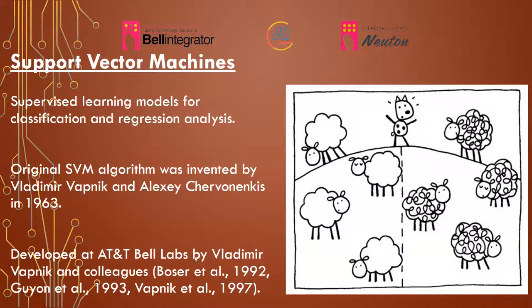Like I already told you, they are supervised learning models for classification and regression analysis. It's quite an old algorithm in its original form, at least. It was invented in 1963 by Vladimir Vapnik, who is the pioneer of this field. The present implementation, however, was developed at AT&T Bell Labs, also by these people, but there were other people who contributed. The present version contains a soft margin, estimator addition, and also a method to deal with nonlinear data sets, basically by the use of kernelization. And these publications basically introduce these methods into the original algorithm.